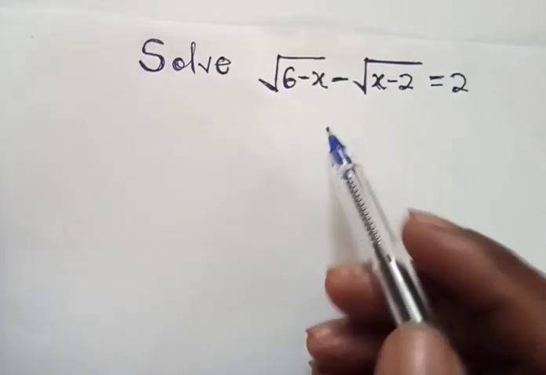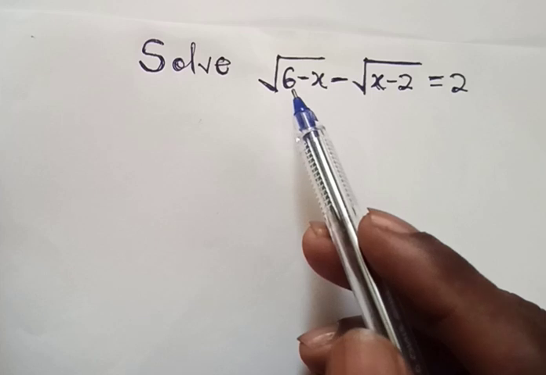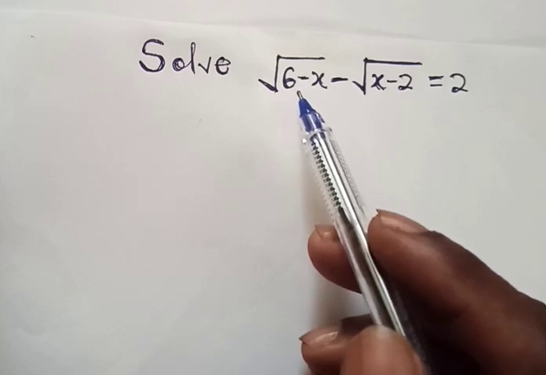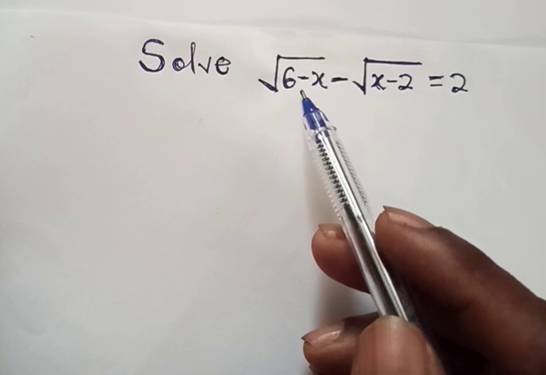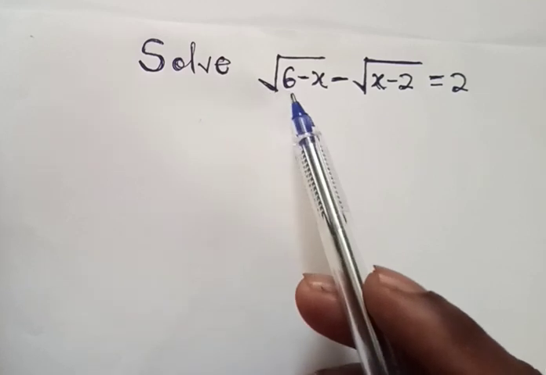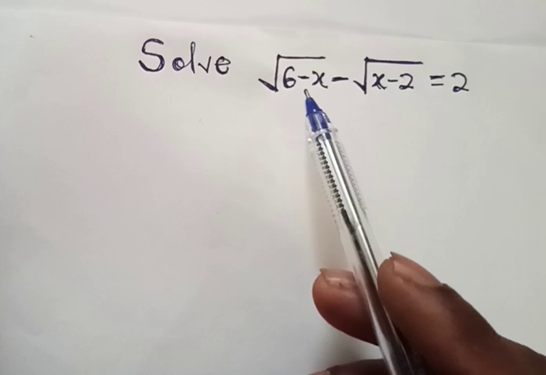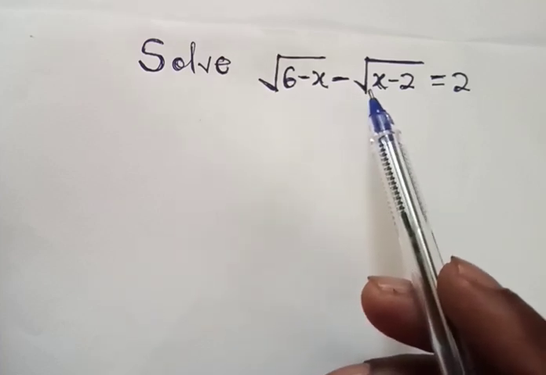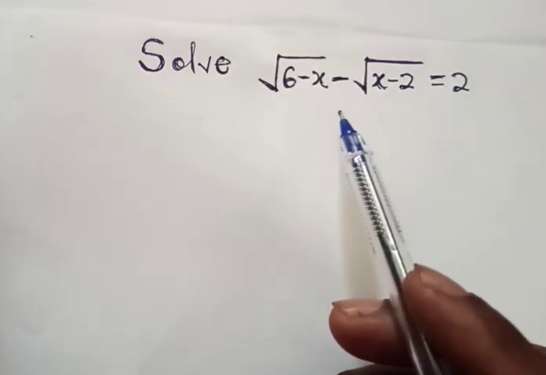Now, this is what a radical equation is: an equation or equations involving radical symbols. So first of all, we are asked to solve square root of 6 minus x minus square root of x minus 2 equal to 2.